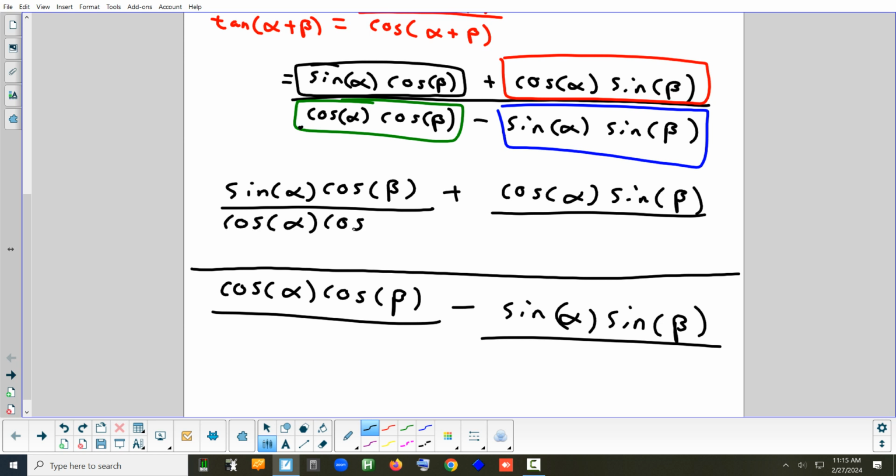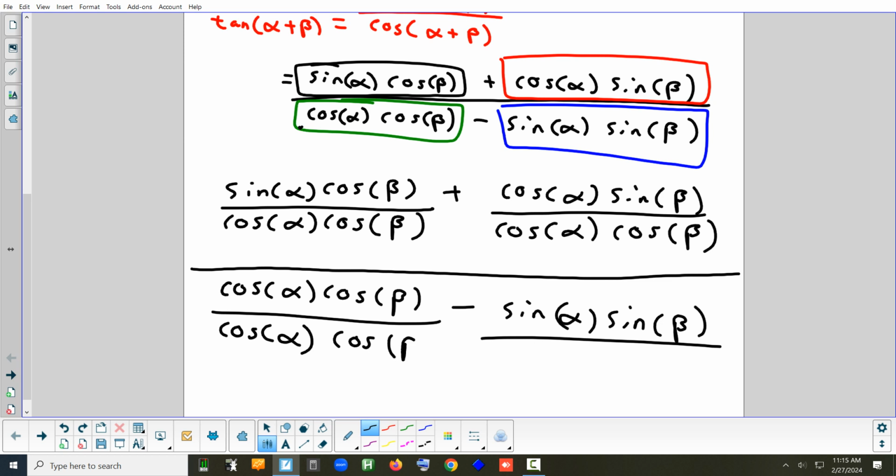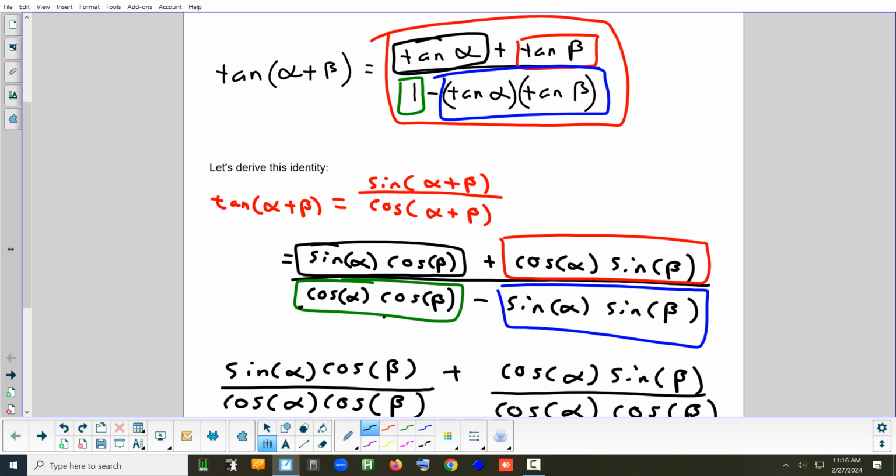Let's write that down. Cosine alpha, cosine beta. Cosine alpha, cosine beta. Cosine alpha, cosine beta, and cosine alpha, cosine beta. Now, I don't know what's going to happen to all the other boxes. My only goal was to turn this green box into a 1. And I hope by doing that, everything else just magically comes out to what it needs to be.